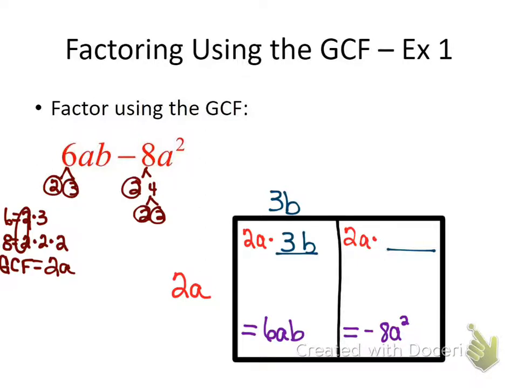2A times what gets me to negative 8A squared? What do you guys think? 2 times what gets me to negative 8? Negative 4. Now we have to worry about our variables. I have an A in my height. I have an A squared in my total area.